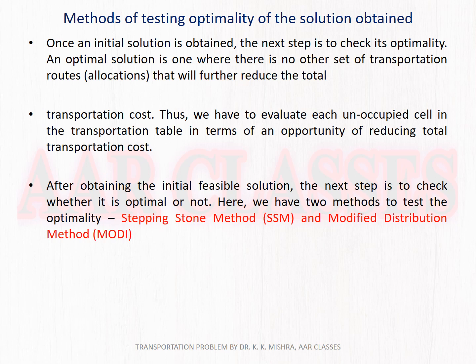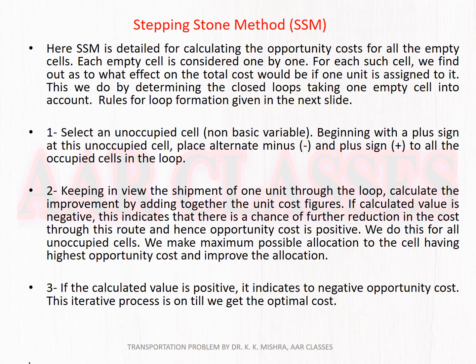After obtaining the initial feasible solution, the next step is to check whether it is optimal or not. Here we have two methods to test the optimality. One is stepping stone method and another one is modified distribution method. Now let us talk about stepping stone method. Here SSM is used for calculating the opportunity costs.